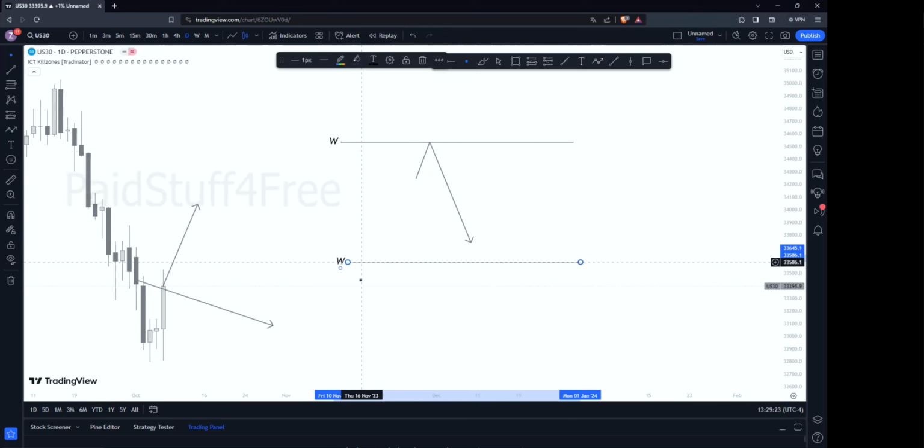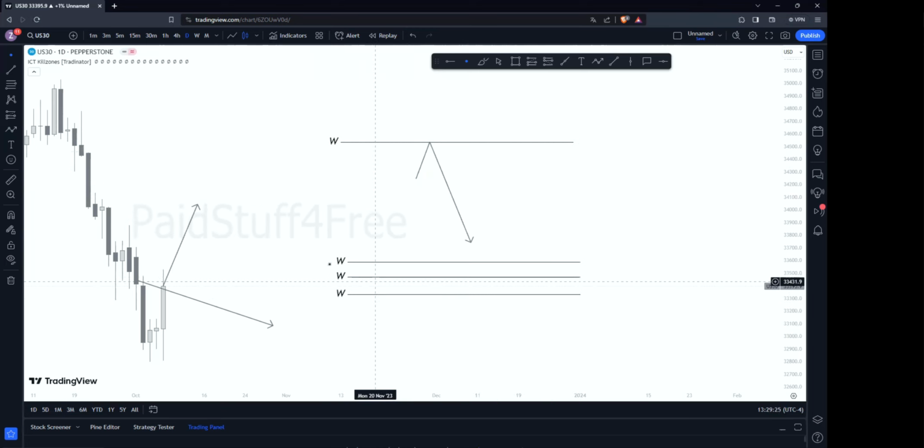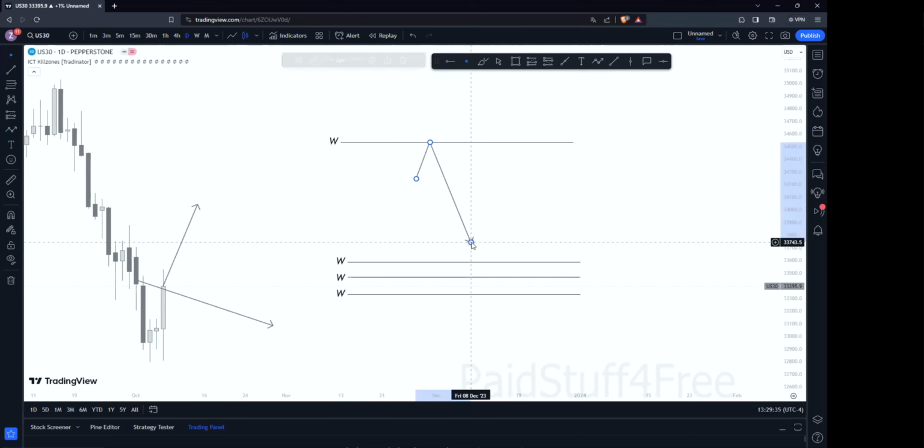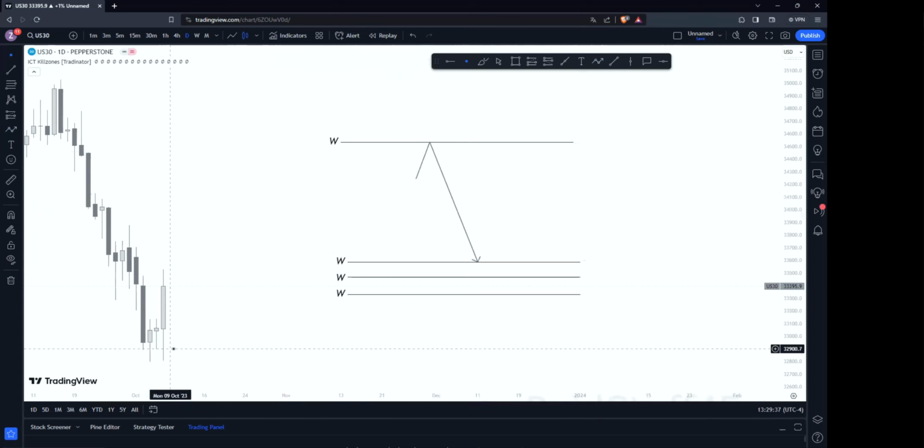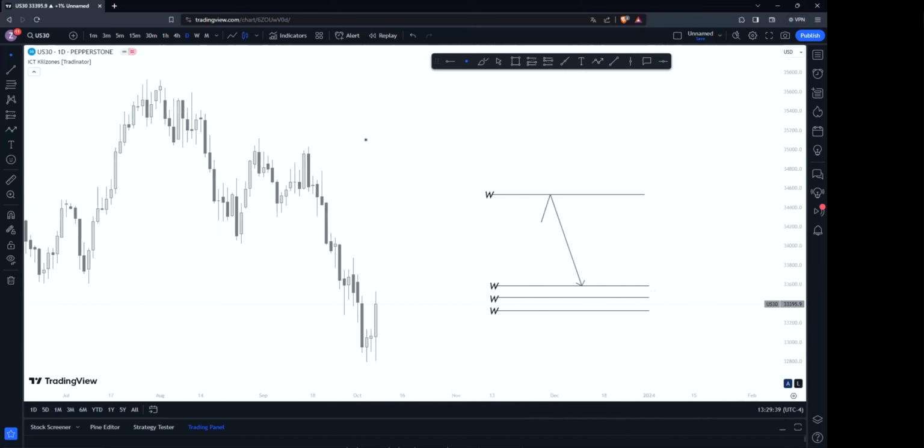Okay, you might have many weekly levels. I'm going to show you in the next sessions how to pick which one price is going to stop at. So you have a weekly level right here, and price is moving to another weekly level. This is how price moves. Let me show you.